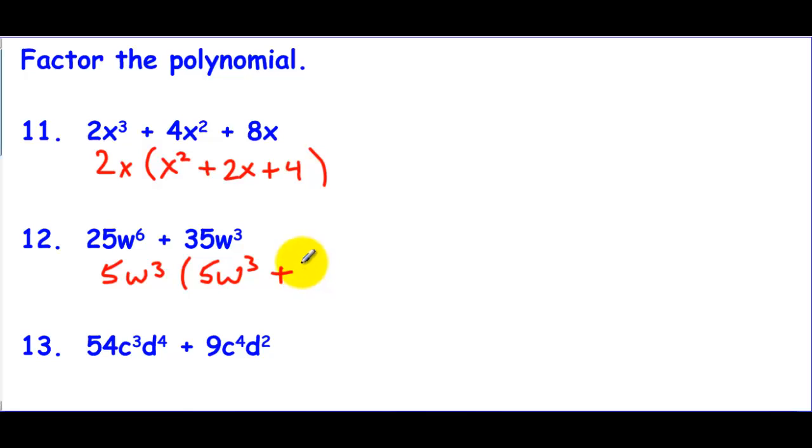And I can do the same thing with the second part, just 7 in this case, because the 3 w's are on the outside. I only need to account for 3 of them, so I just really had to figure out how do I turn 5 into 35. Well, that's times 7. Okay.